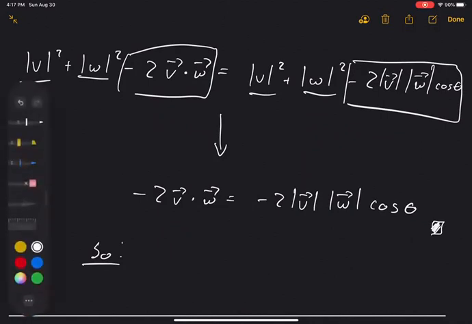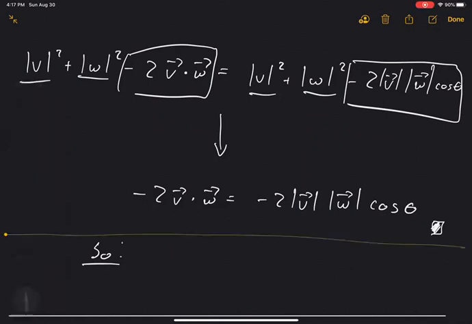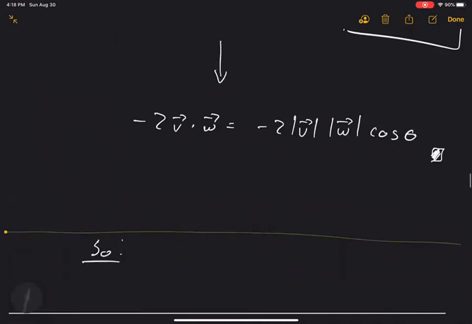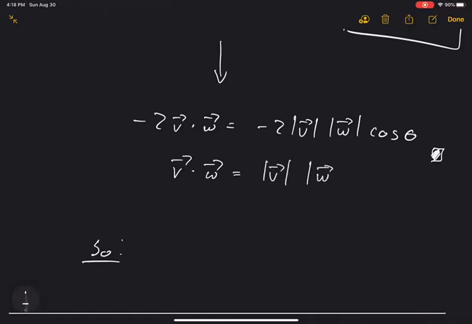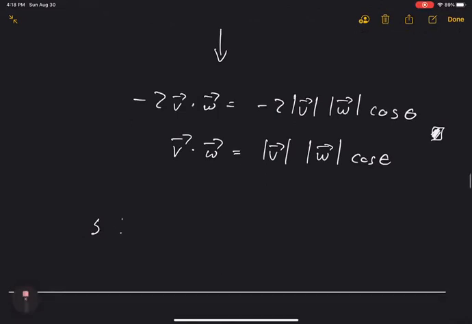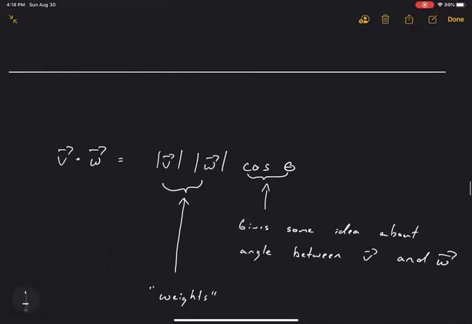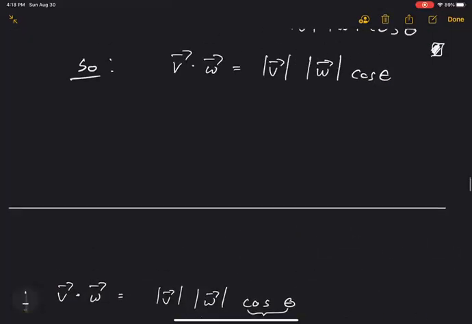Then all I do is cancel out the negative 2s, and what do I see? v dot w equals magnitude of v, magnitude of w, cosine of the angle between them. So take a minute to digest that if you need.